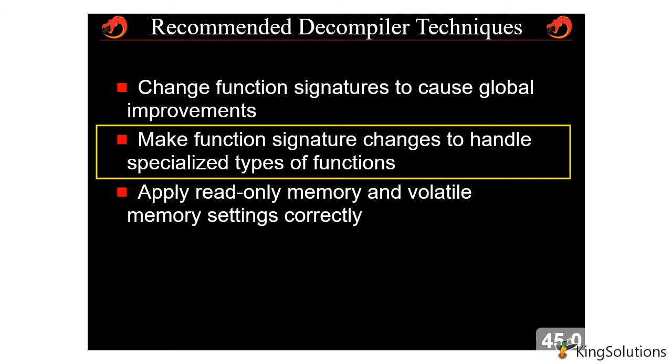Make function signature changes to handle specialized types of functions. Users should change function signatures called by multiple places instead of locals in each individual function that is called.